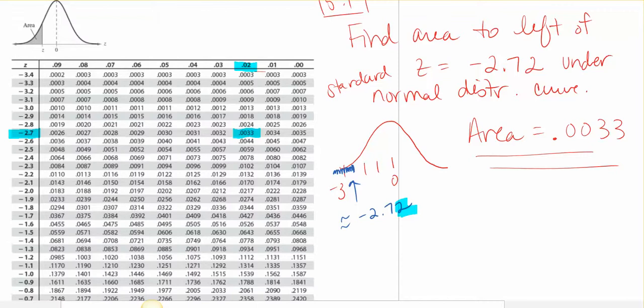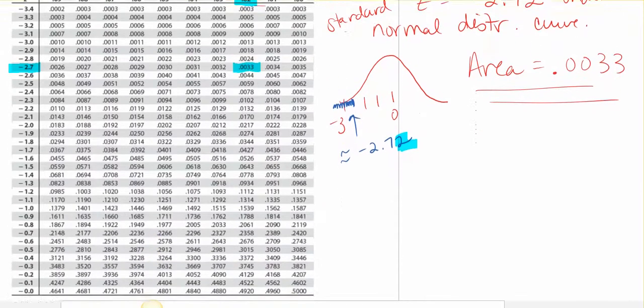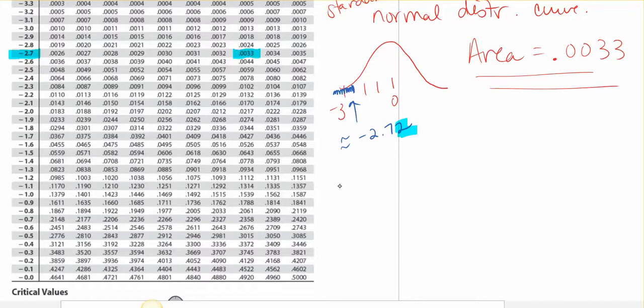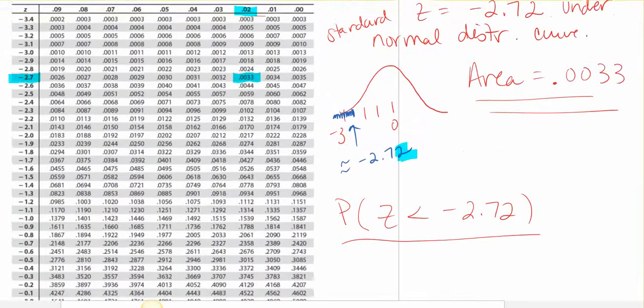Okay, another way you can ask the same kind of question is this. Find the probability that z is less than negative 2.72. Okay, that would mean the exact same thing. All right, so let's try another one.